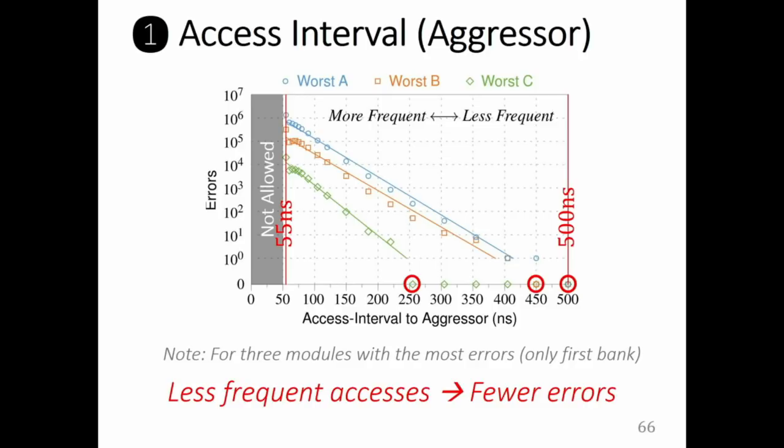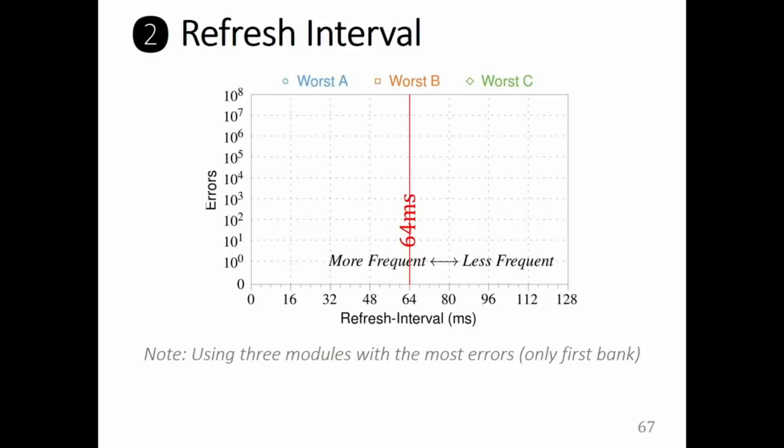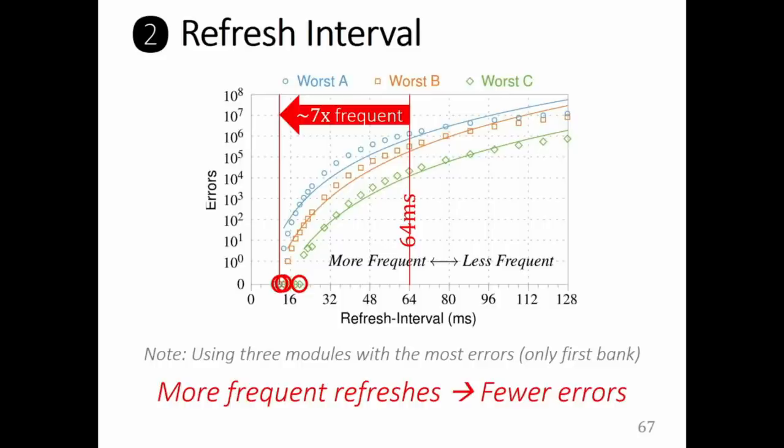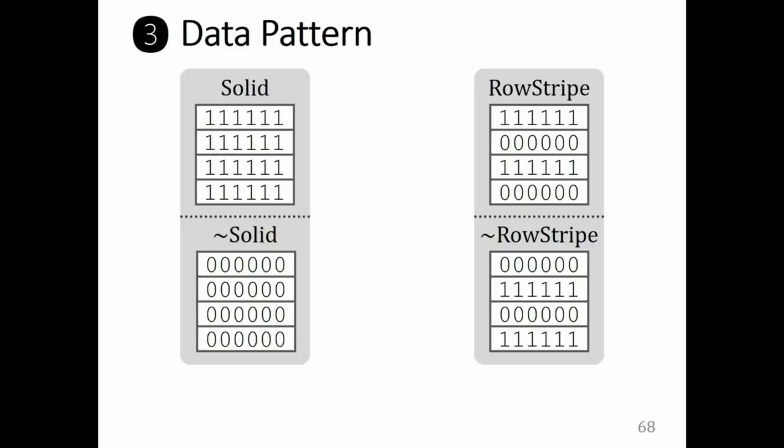Refresh interval is another parameter that you can play with. Clearly, if you refresh DRAM more often, the probability of attack reduces. If you increase the refreshes by 7x, it gets rid of every single error that we see in the DRAM. But increasing the refreshes by 7x is probably not a good solution, even though it solves the problem. This is very interesting because the attack is actually much more possible if your data pattern is conducive to the attack. So if your data pattern is solid like this, you don't get a lot of errors. But if your data pattern is this way, which induces much more coupling between the different cells that are adjacent to each other, you get many, many more errors.